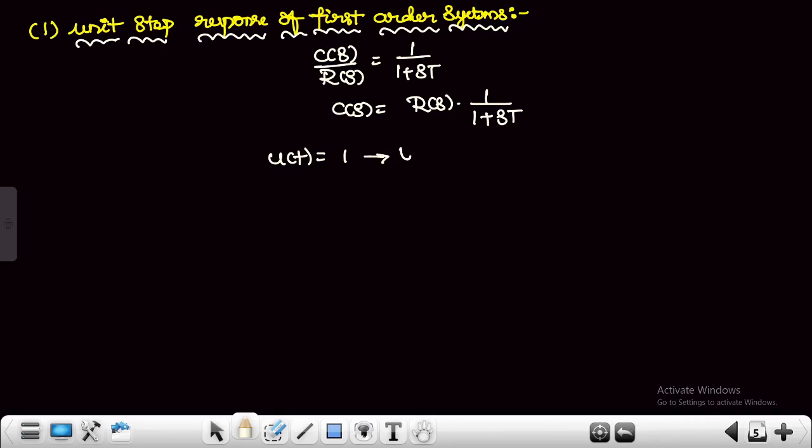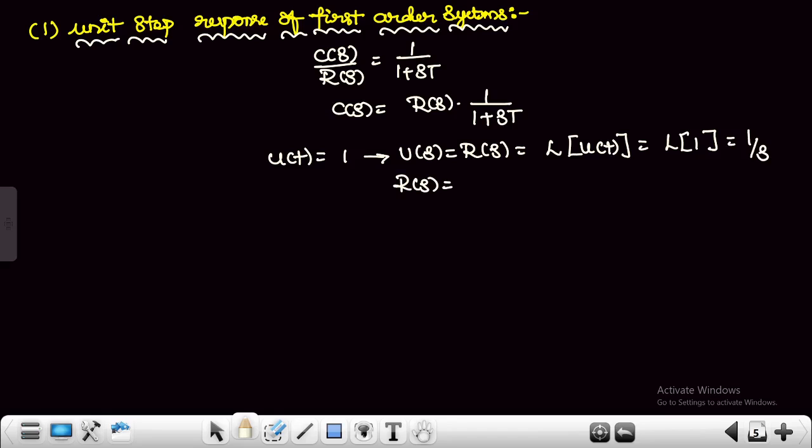So u of s, which is also given as R of s, we are going to get the Laplace transform of u of t. What are you going to get? You are going to get the Laplace transform of 1 is equal to 1 by s. That means the R of s you are giving here is 1 by s. Now let us consider C of s. C of s is equal to R of s into 1 by 1 plus sT.